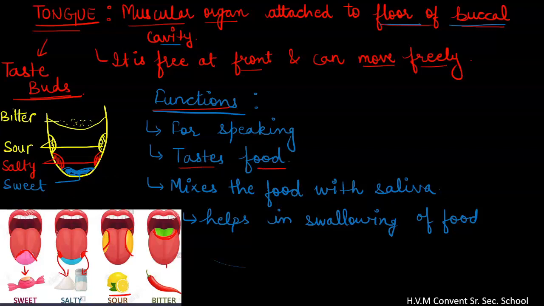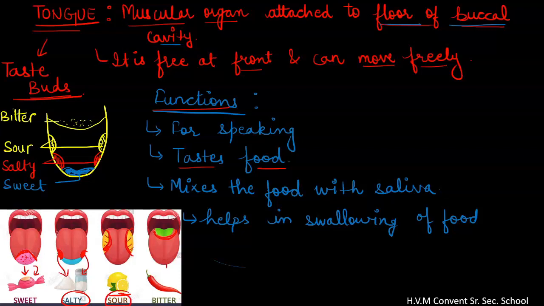Let us talk about how it helps in the tasting of food. Firstly, in the lower part of the tongue, the taste buds for sweet food are present, right? Then just beneath these and on the sides, the taste buds for salty foods are present. Followed by salty, on the sides of the tongue, the taste buds for sour food are present.